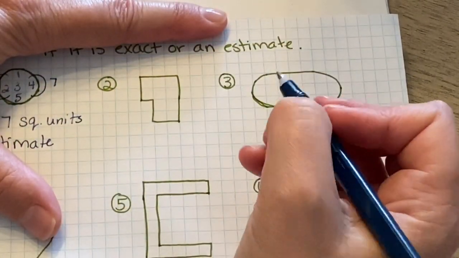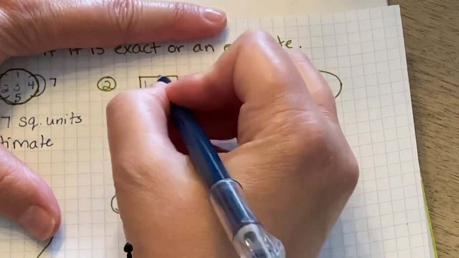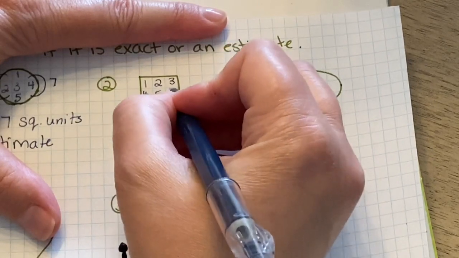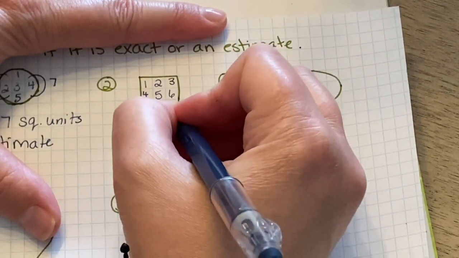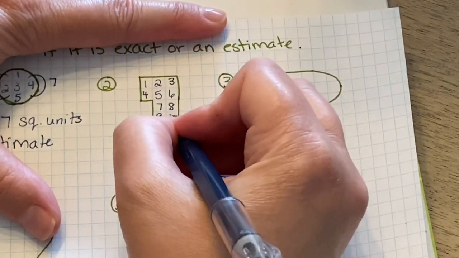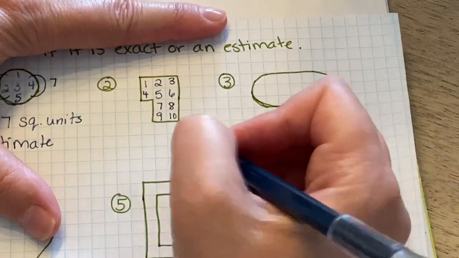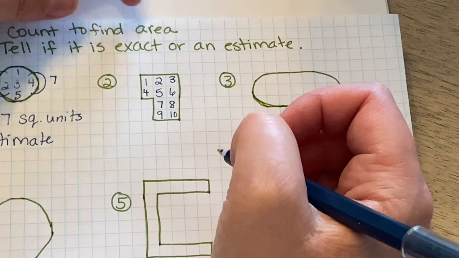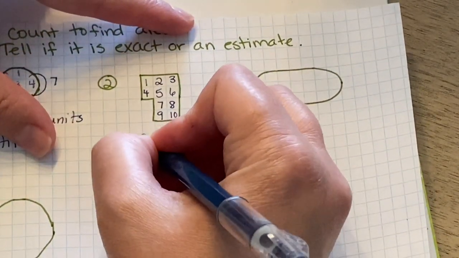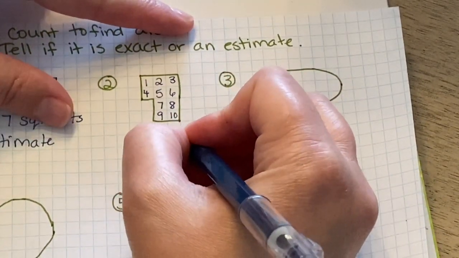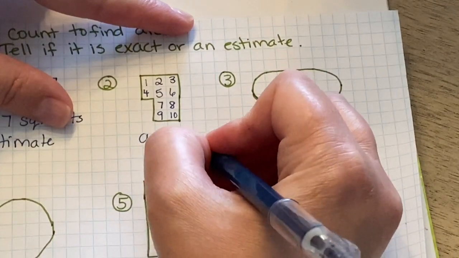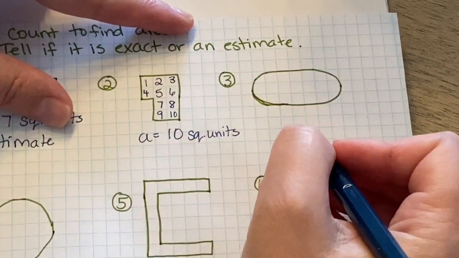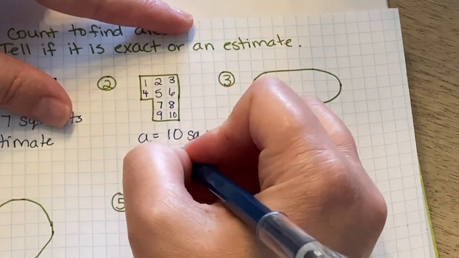So we're going to fill in the whole squares. 1, 2, 3, 4, 5, 6, 7, 8, 9, and 10. I don't have any partial squares to add up to make another whole, and so I'm going to say my area equals 10 square units. And because there's no partial squares, it is exact.